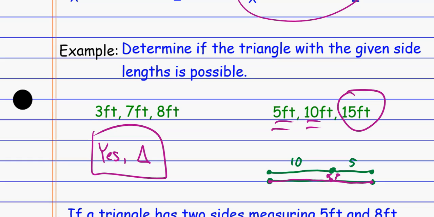And so I can't create a triangle unless I have a little bit extra beyond whatever that third side is. So adding up any two sides has to be bigger than the third side. It can't be equal to, it can't be less than, it has to be bigger. So no, this one could not make a triangle.